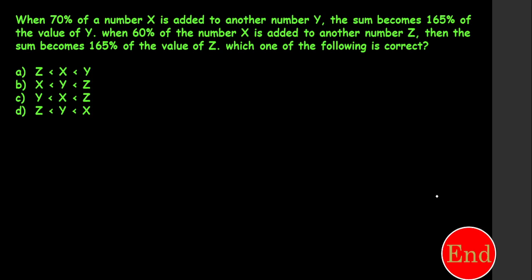when 70% of a number x is added to another number y. So just start from here. Look at this. 70% of a number. I will write like this. 70% of a number, that number I don't know, so let's take it was x. 70% of a number added to another number, I can take that another number is y. Okay, so the result, the sum becomes 165% the value of y.